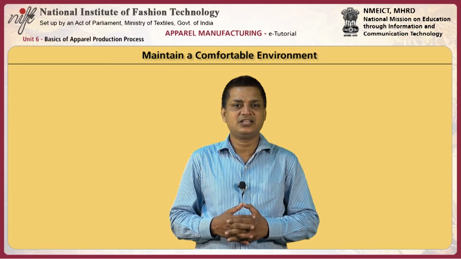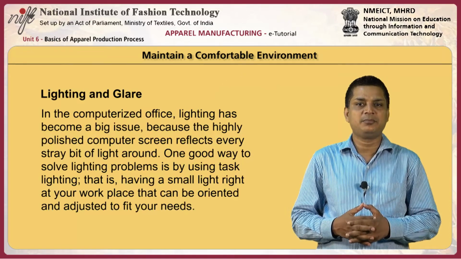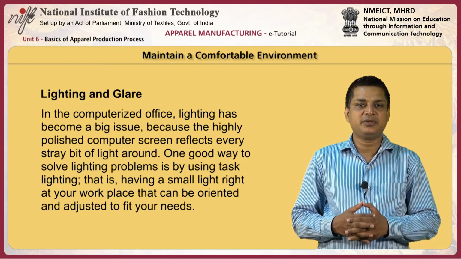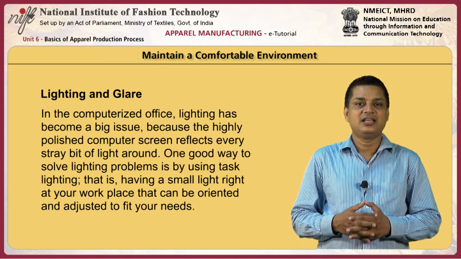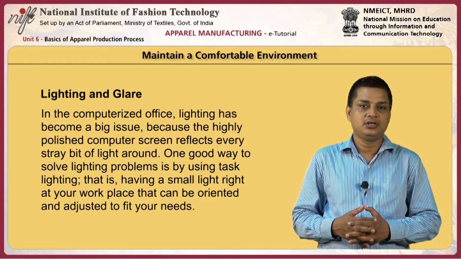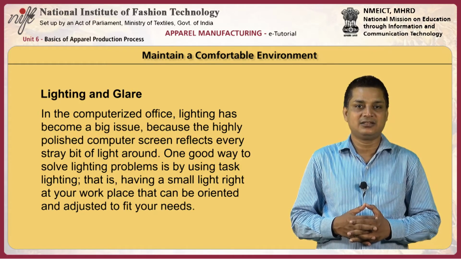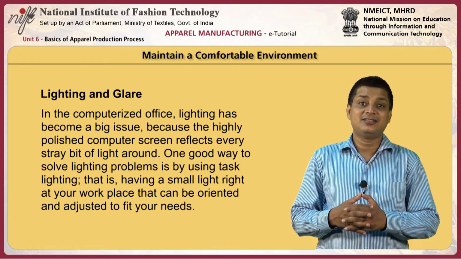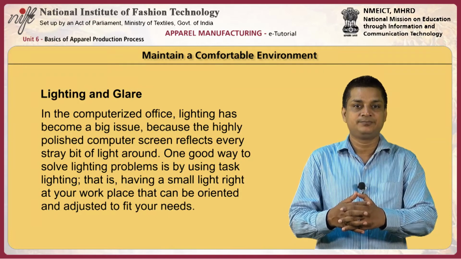However, there are certain issues that affect the environment. One common problem is lighting. In the computerized office, lighting has become a big issue because the highly polished computer screen reflects every stray bit of light around. One good way to solve the lighting problem is by using task lighting, that is, having a small light right at your workplace that can be oriented and adjusted to fit your needs.